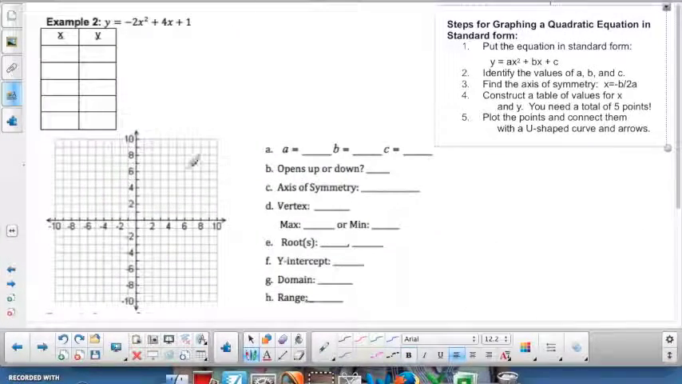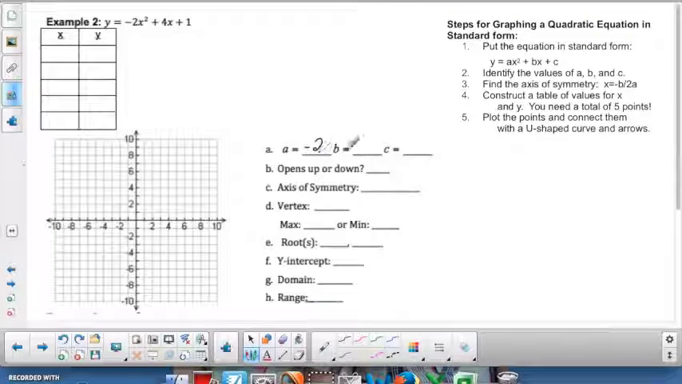Let's get into one that's a little bit more complicated though, so you can see how this process works. Okay, so first I check to make sure it's in standard form. It is. I've got my ax squared plus bx plus c. My a value this time is -2. My b value is 4. And my c value is 1.